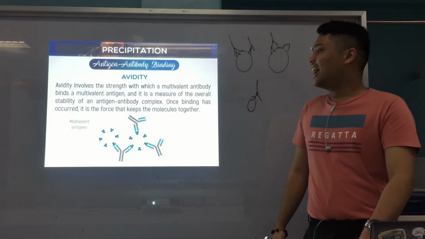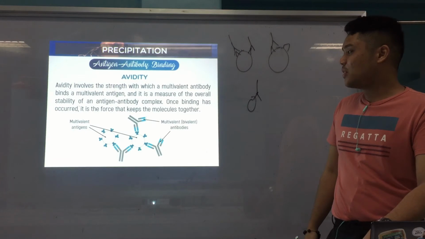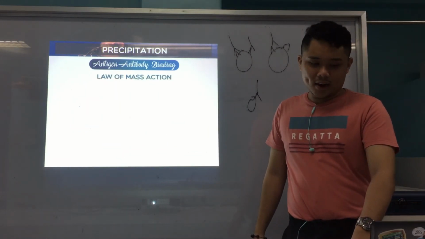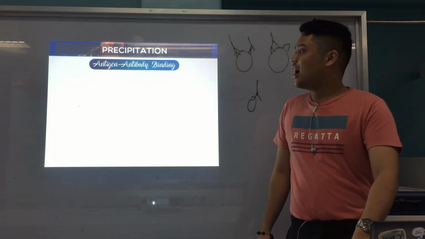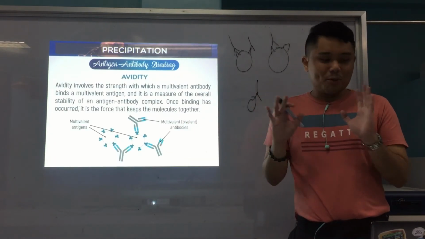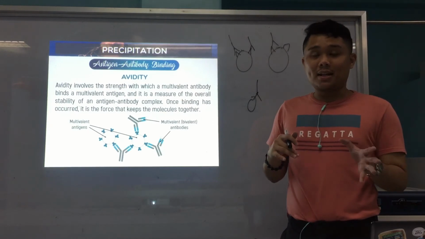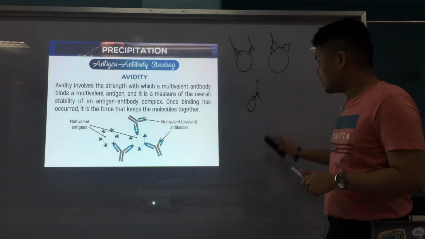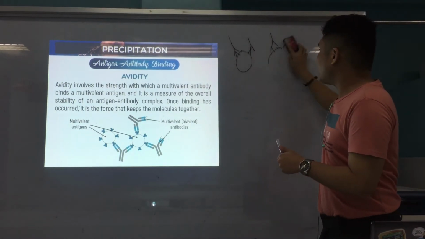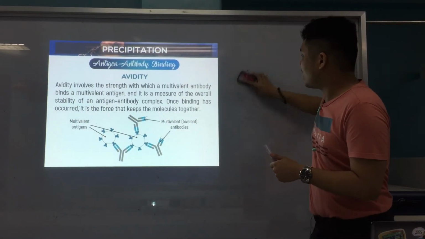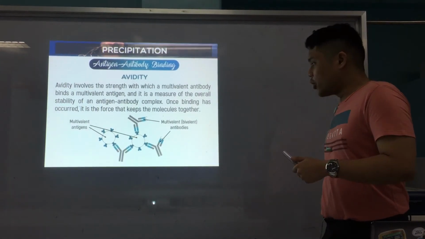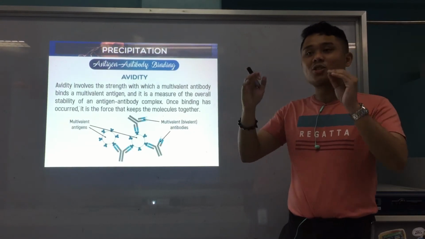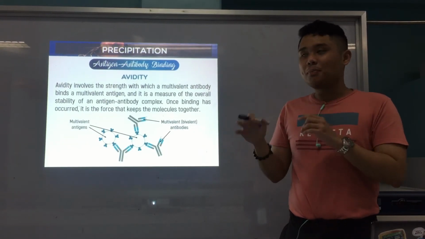So, multivalent antigens and multivalent antibodies or bivalent. Going back, avidity: multivalent antigens, multivalent antibodies. So for example, your IgM is multivalent. It has many binding sites. So your IgM has strong avidity, because again, it is multivalent, it has many that it can bind.